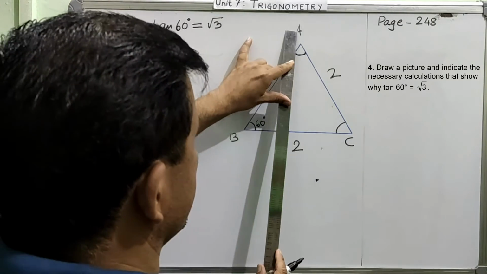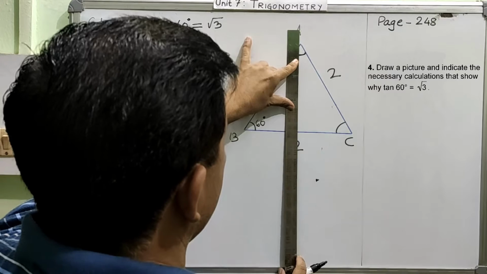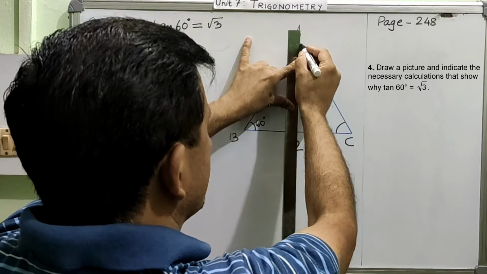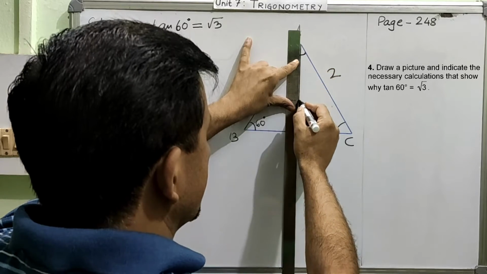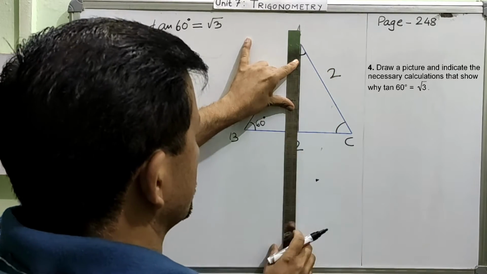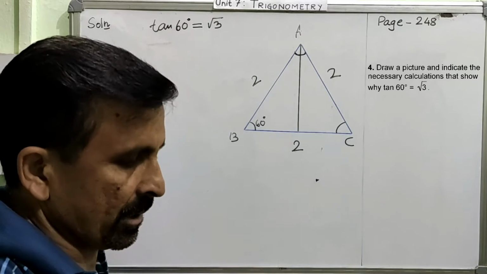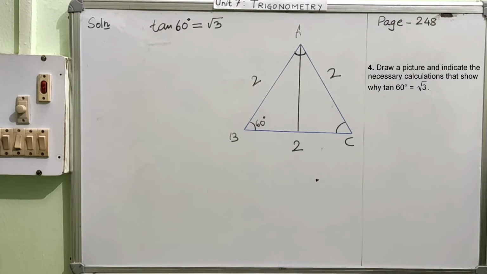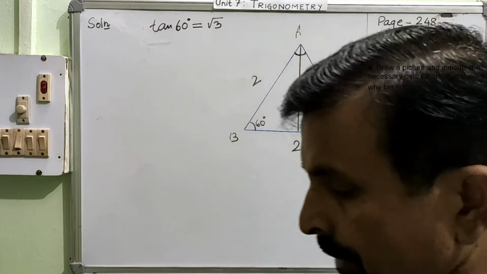Now in this equilateral triangle, I am going to draw a construction. I am going to draw an altitude. Altitude means a line perpendicular from a vertex to the opposite side. So this is the altitude. Altitude is also called the perpendicular. Am I very clear? So I drew the perpendicular.